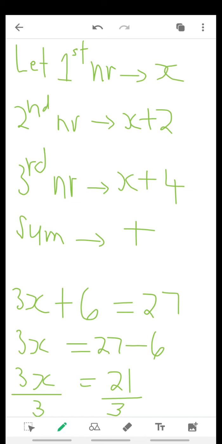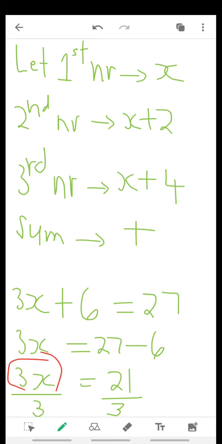Let the first number be x. Therefore, the second odd number will be x plus 2. The third odd number will be x plus 4. So we're going to add all of them, and they said they are equals to the sum of 27. So x plus x plus x, that will be 3x, and then 2 plus 4, that will be 6. There we are. And then 3x plus 6 is equals to 27. Then we transpose the plus 6 to the other side, it will be minus 6. So 27 minus 6 is 21.